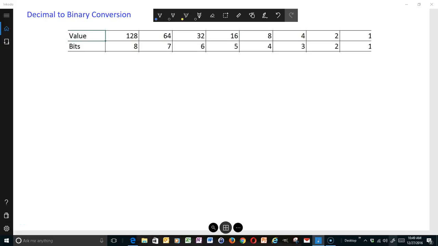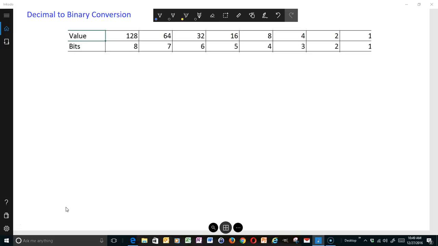Hello and welcome. What I'd like to do here for a couple minutes is to talk about decimal to binary conversion, which we need to know how to do in IPv4, in IP in general, or in computing networking in general. So what we have here are the bits, the octets, 1, 2, 3, 4, 5, 6, 7, 8.